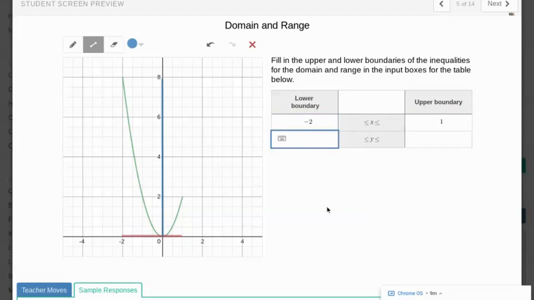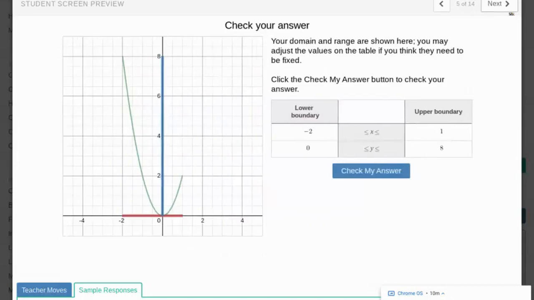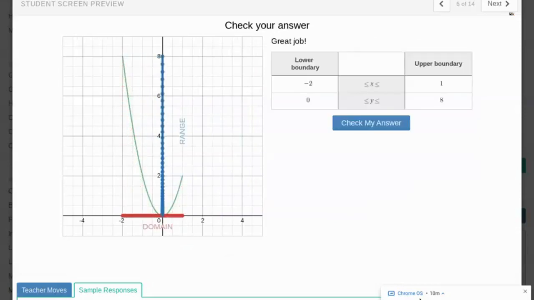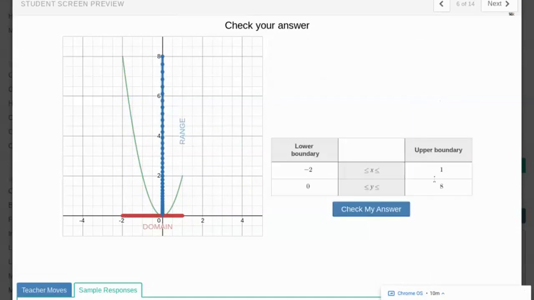What do you think the lowest y is? And down here at 0. And the biggest way up here at 8. Oops, 8. So this is what our inequality notation would look like. Let's check our answer here. Oh, that's pretty cool. So we can see that our domain matched up, and so did our range. Let's see that one more time.